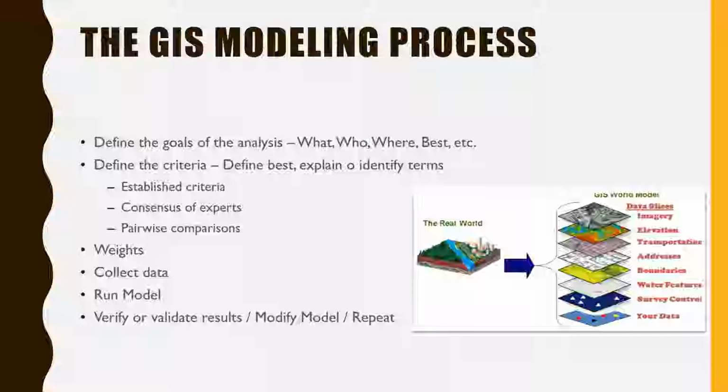You look at things like the consensus opinions of experts and pairwise comparisons. And ultimately, what you're going to do is take all these data layers that represent reality at some level. To them, you're going to assign weights. You might just need to go out and collect data because you don't have any. You'll run your model. And once you do, you can verify it, validate it, see what the result comes down, modify it, try again until you make a model that works.